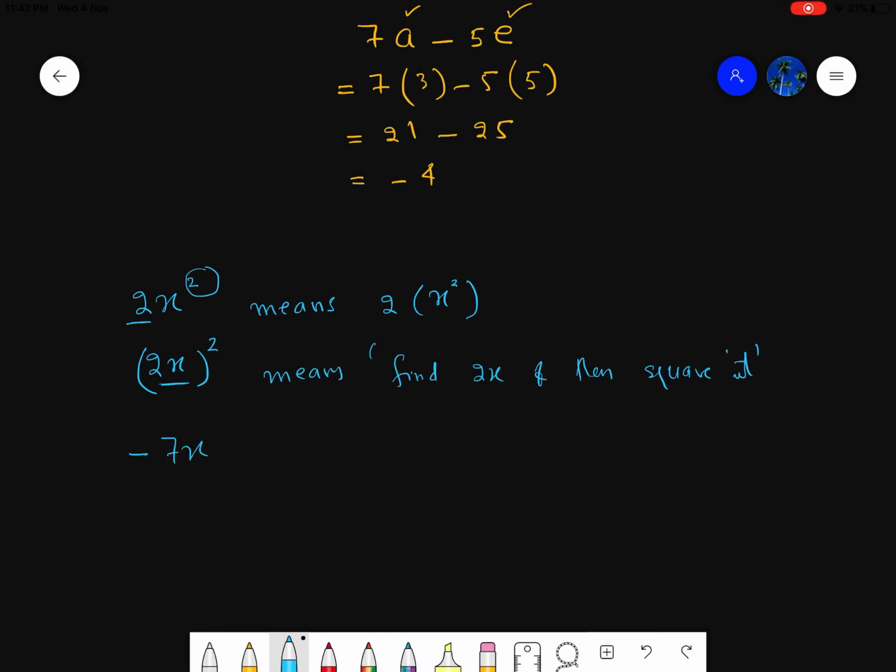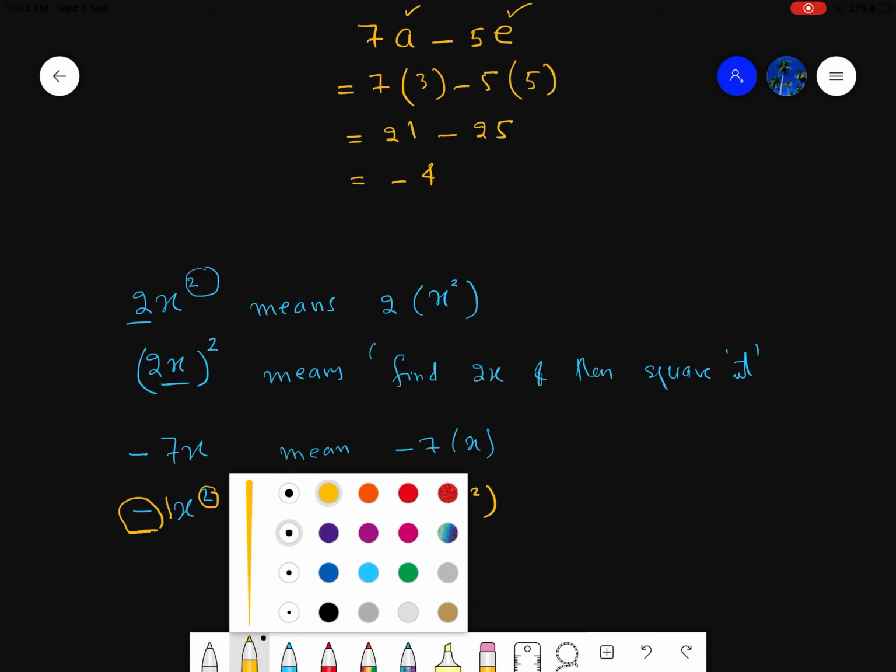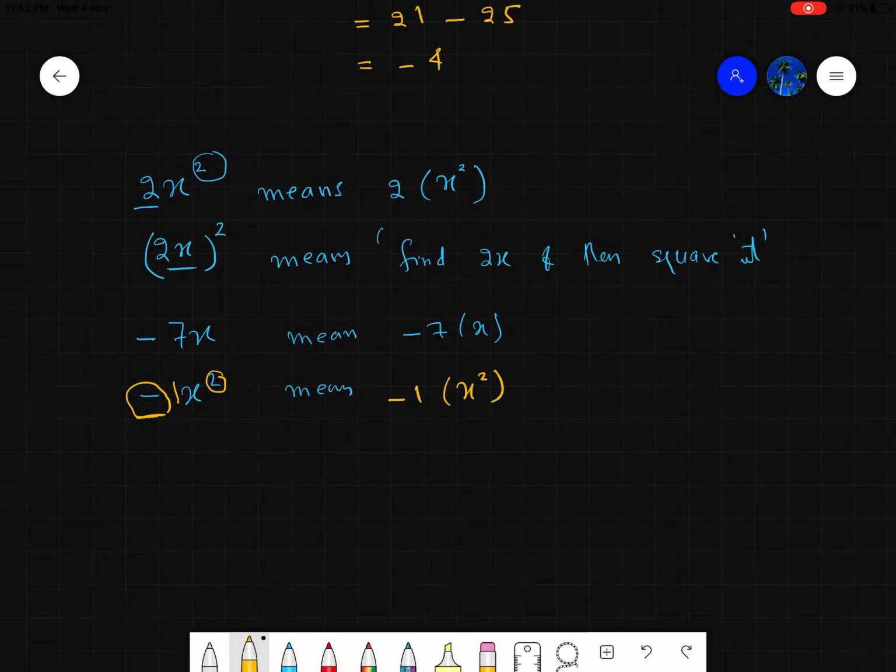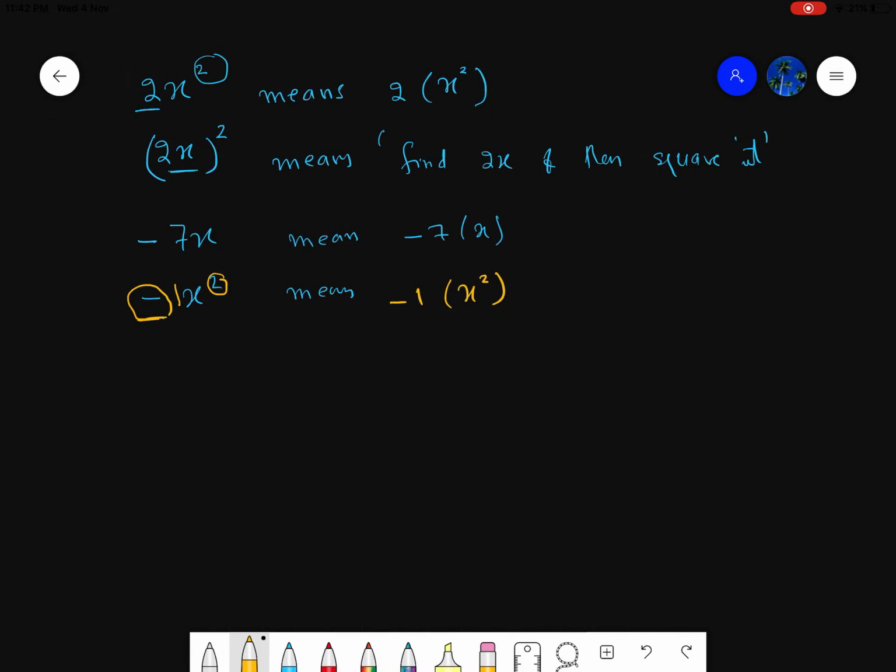Similarly, negative 7x means that this negative number is being multiplied by x. Negative x squared means, you know that if no digit is written beside a variable, there is a 1 there. So it means negative 1 into x raised to the power 2. And you can note here that the square is only part of x. It is not part of this negative sign. So these are a few things you need to be very careful about while evaluating the values of algebraic expressions.